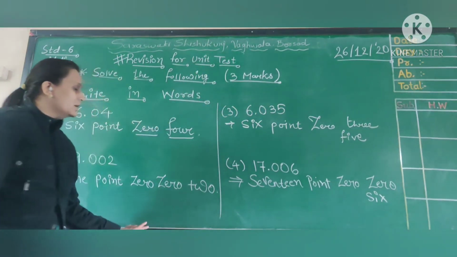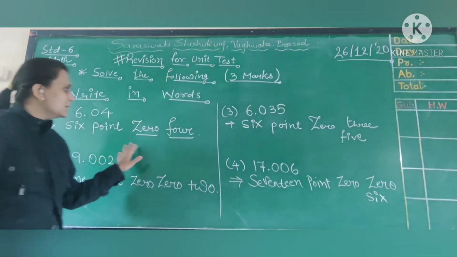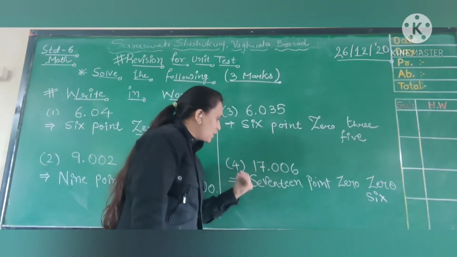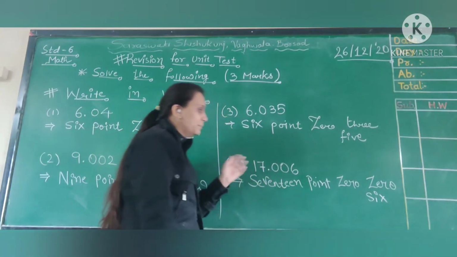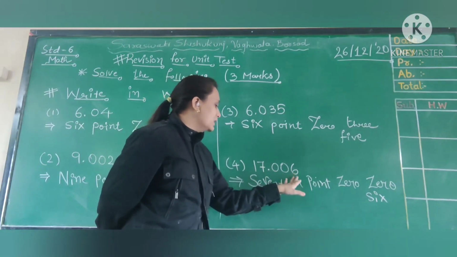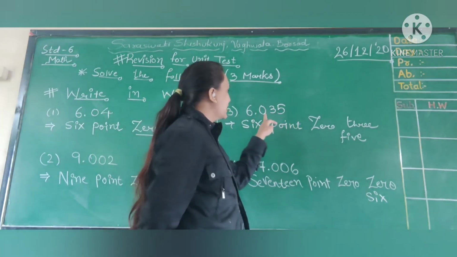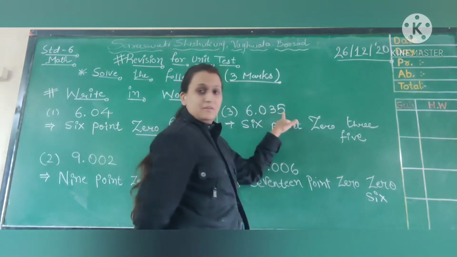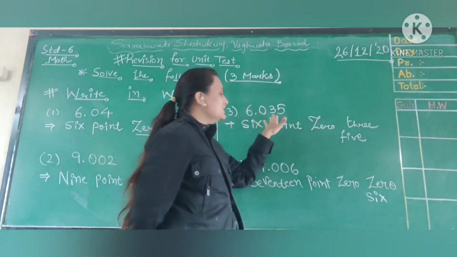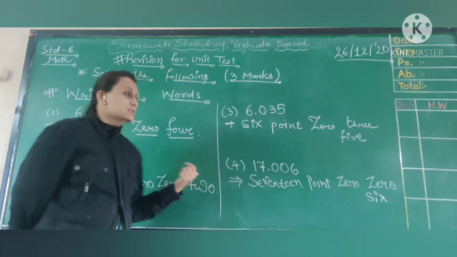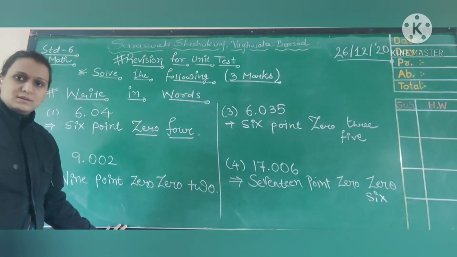So hope you all understand how to write decimal numbers in words. See here, we can write the digits before the decimal together, but after the decimal we cannot take any digits together. You have to write individual digits like this: 0, 3, 5. You cannot write 0, 35. Okay, so this way you can define the digits in words.